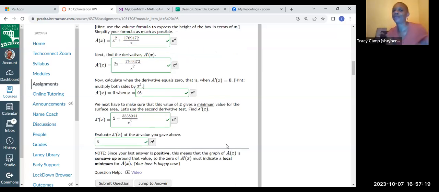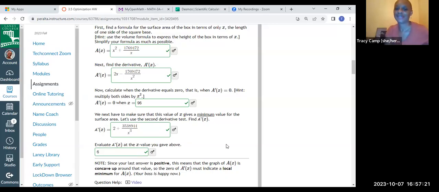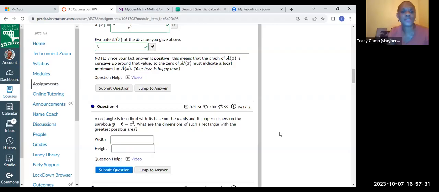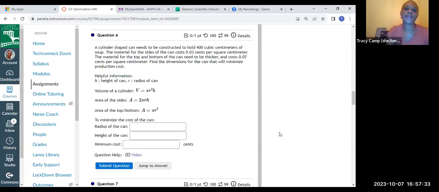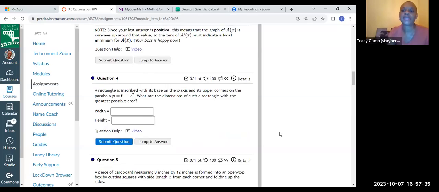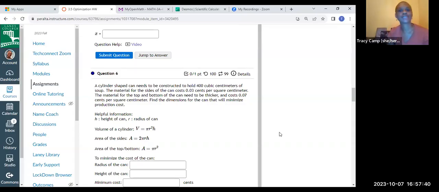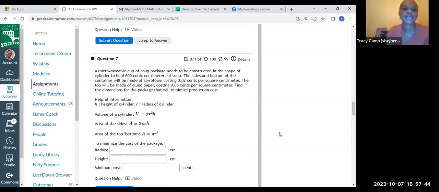The idea is that you are creating this box. And you've created the box that will give you the smallest surface area. So that's really the idea with all of these problems. Again, the hard part is finding the formula for whatever you're trying to maximize or minimize.